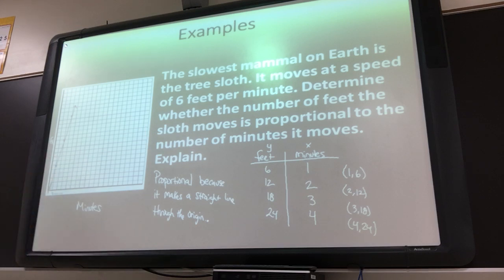And if it's not a straight line, it'll be maybe crooked, or it might be a straight line, but it doesn't go through the point 0, 0. Most of the time, you'll be able to see if it's not proportional.